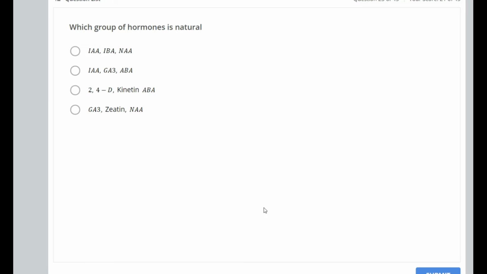Which group of hormones is natural? IAA, IBA, NAA. So this is option A. In option B, IAA, GA3 and ABA. Option 3, 2,4D, kinetin and ABA. Option 4, GA3, zeatin and NAA. Which is the right answer? Option B is the right answer.